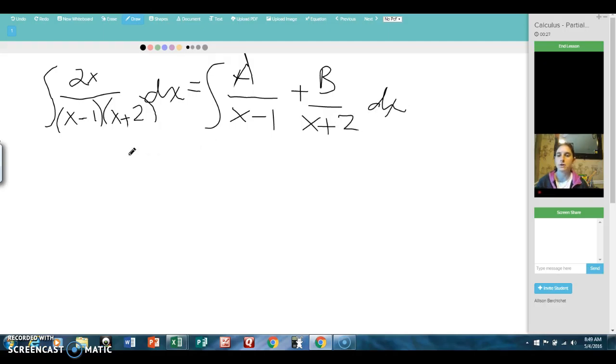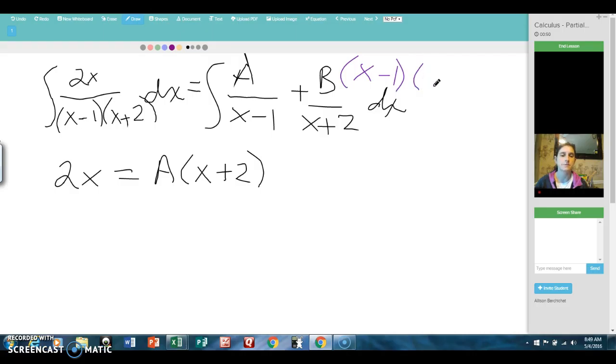All right, now what I'm going to do is multiply through to get rid of all the fractions. So 2x is equal to a times x plus 2. And so what I'm doing here, let me just clarify where the denominators went. I'm multiplying every single thing here by the quantity x minus 1, x plus 2. So when I do that, all of these denominators go. The x minus 1 goes from here, and the x plus 2 goes from here. And the stuff that doesn't cancel is what I'm left with. So then I have b with x minus 1.